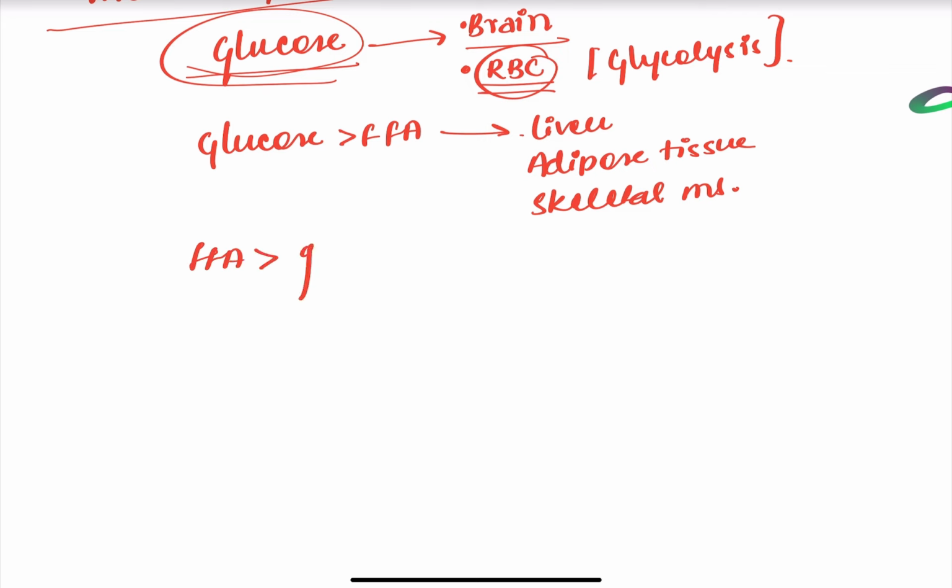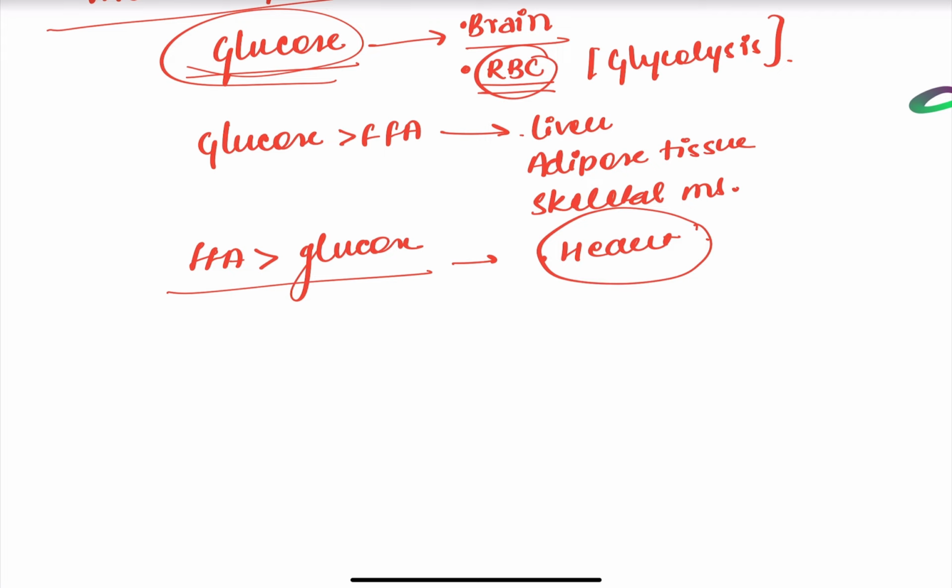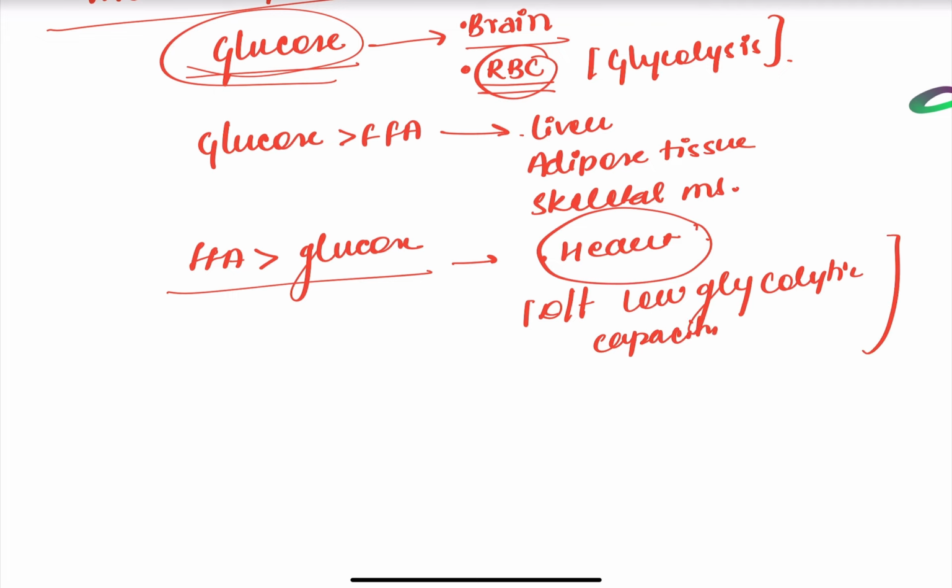Now, which are the organs that use free fatty acids? The only one is the heart, because it has low glycolytic capacity. So this you have to remember, that heart uses free fatty acids instead of glucose in fed state.